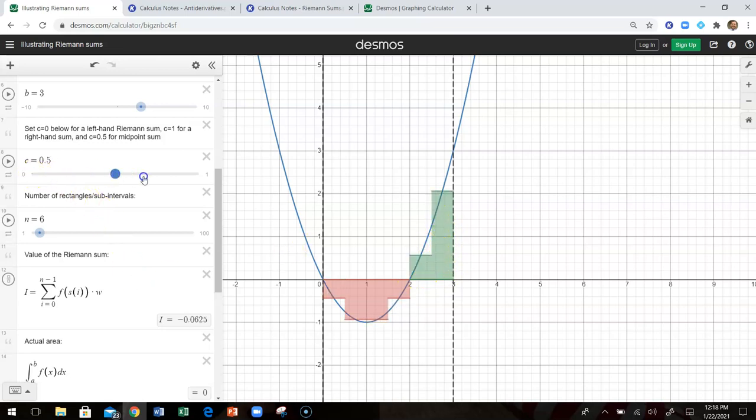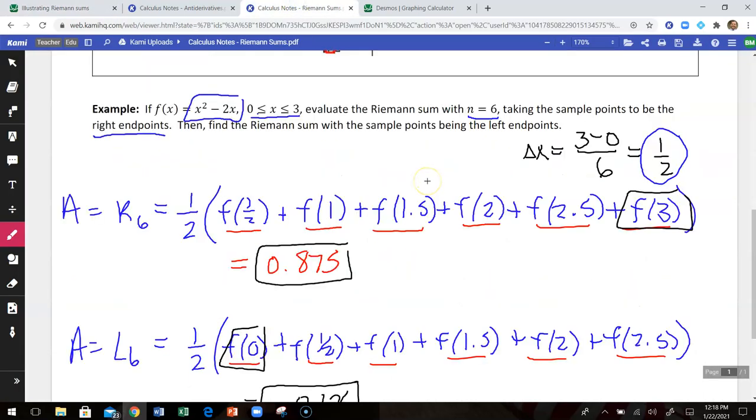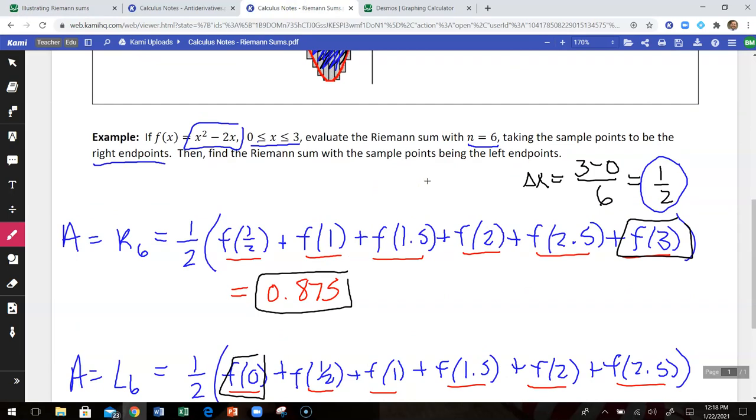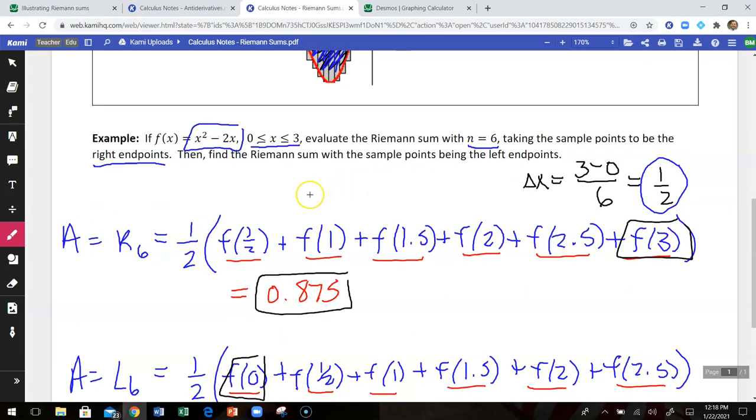If I change this to right endpoints, notice how we have much more positive area this time and less negative area, which is why we ended up with a positive value for our Riemann sum here. Okay, so very similar to what we've been doing previously in some videos leading up to this. We're taking an area, we're estimating it using rectangles, but we're not actually having to visualize it with the Riemann sum because we can figure out the width and the height using our function.